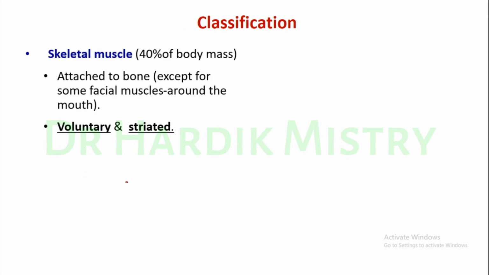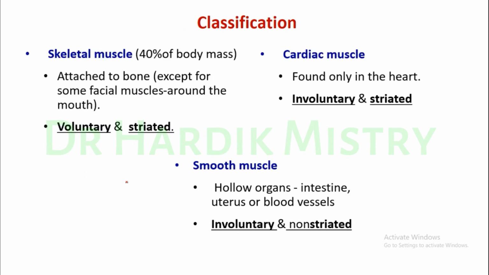Now the classification of muscles. Mainly there are three types of muscles: skeletal muscle, cardiac muscle and smooth muscle. Skeletal muscle makes up 40% of the total body mass, and it attaches to the bone, which is why it is known as skeletal muscle. There are some exceptions, for example facial muscles around the mouth, which do not directly attach to any bony structure.